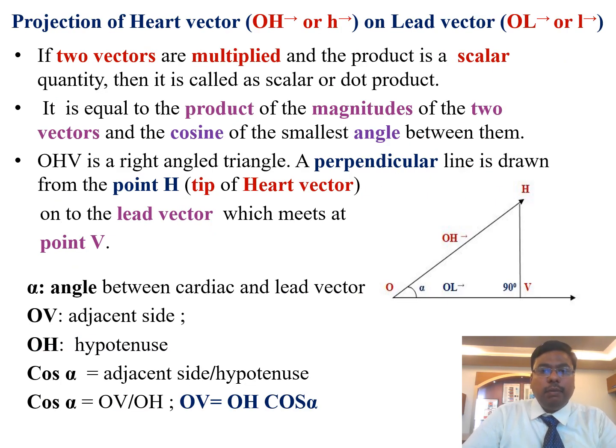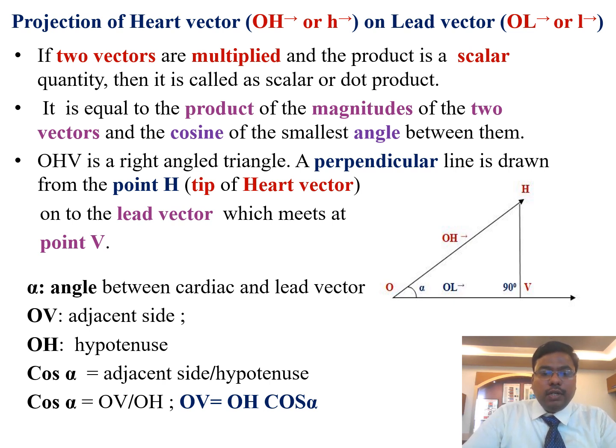Projection of heart vector on lead vector. If two vectors are multiplied and the product is a scalar quantity, then it is called the scalar or dot product. It is equal to the product of the magnitude of the two vectors and the cosine of the smallest angle between them. So OHV is a right angle triangle. A perpendicular line is drawn from the point H, tip of the heart vector, that meets at point B on the lead vector. So OV denotes the voltage recorded in that particular lead.